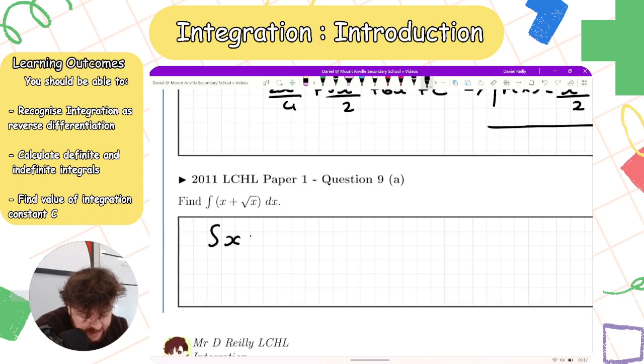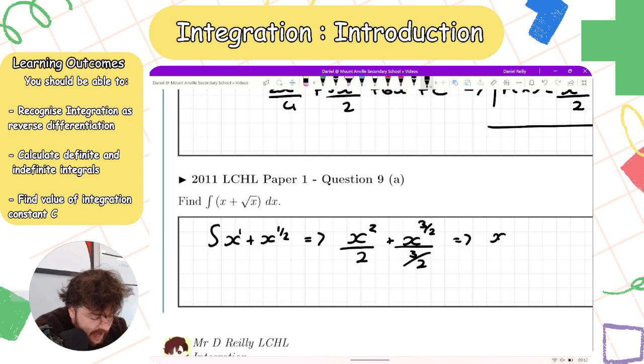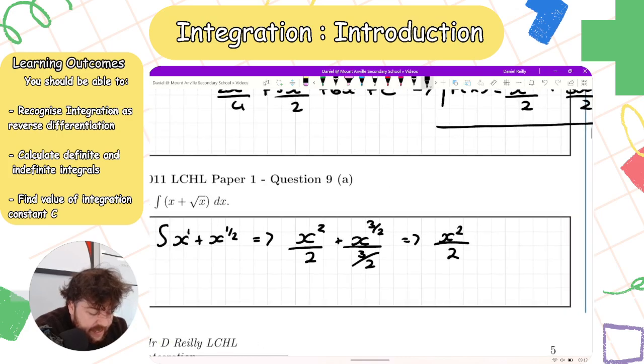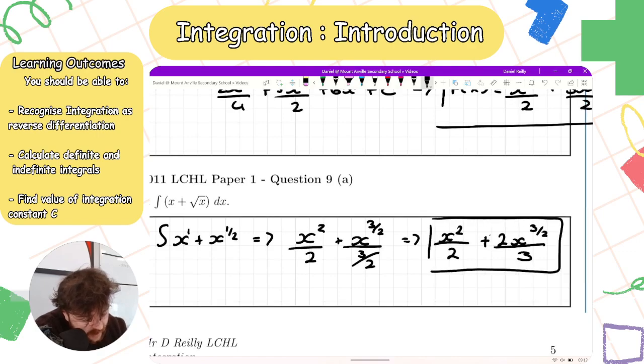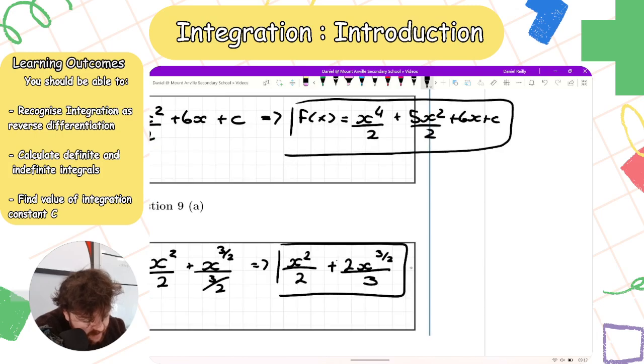Right, 2011, find the integral of x plus root x. That's the same as x plus x to the power of a half. This is going to be x to the power of 2 all over 2, increase the power by 1, and divide by the new power, plus x to the power of a half plus 1 is 3 over 2, divide by 3 over 2. That's x squared all over 2, then x to the power of 3 over 2 divided by 3 over 2. If I'm dividing by a fraction, flip and multiply. So it would be 2x to the power of 3 over 2 all over 3 plus c. Make sure to include your plus c.